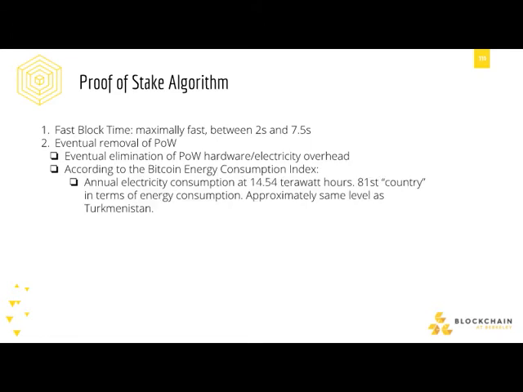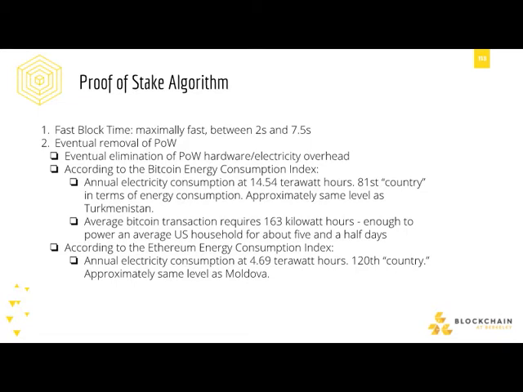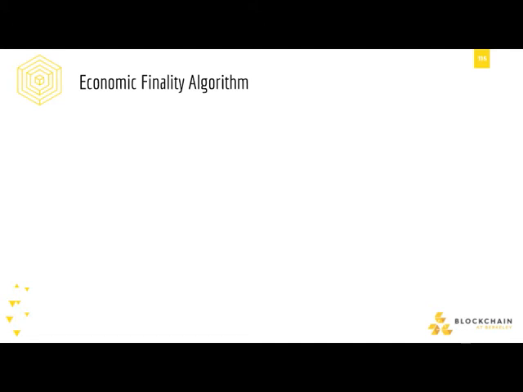And just to cite these fun examples of Bitcoin, if it was a country, it would be the 81st country in terms of energy consumption, so the overhead that you're talking about here is massive. And Ethereum is similar. It's still like Moldova. So you're talking about very large overheads and very costly transactions that you really just don't need to have. So that's an advantage of proof of stake.